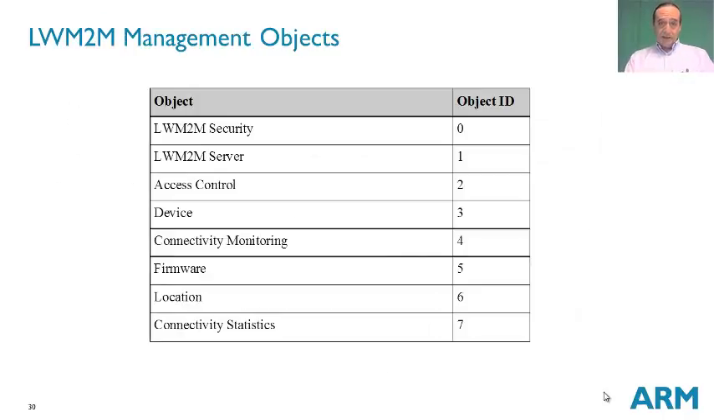For example, here's a set of Lightweight M2M management objects. And what Lightweight M2M provides is some base objects that are used for managing devices. So there's a security object that's used to contain security key material, a server object that's used for the Lightweight M2M device to associate itself with a server. There's an access control object that provides an access control list on the device that can control which Lightweight M2M servers have access to which resources on the device, and a number of other management objects that provide firmware upgrade capability, connectivity monitoring, location information, and so on.